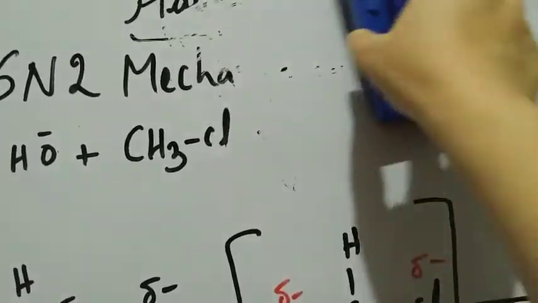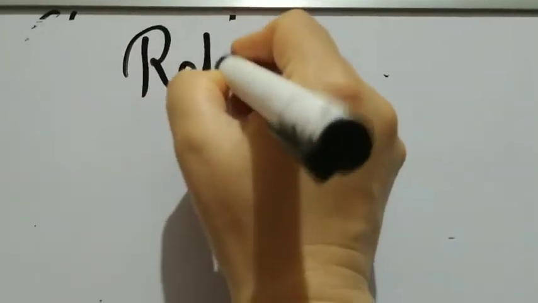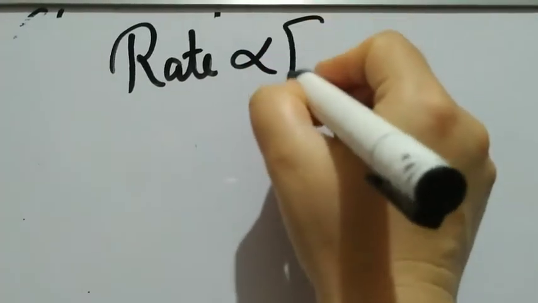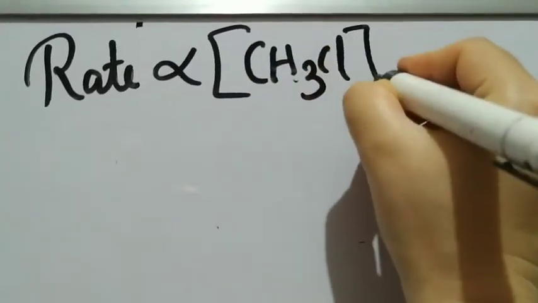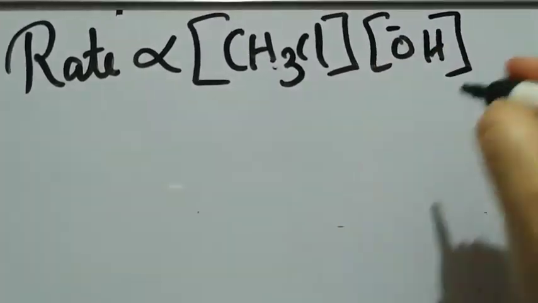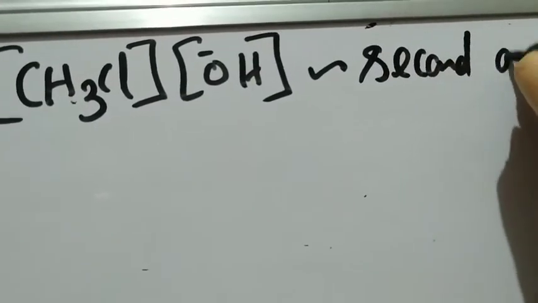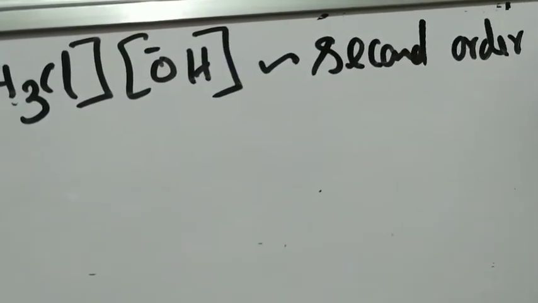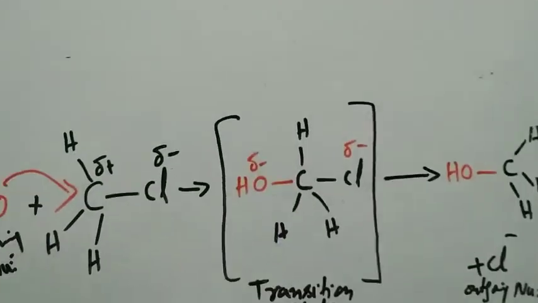I'm going to rub all of this stuff from the board. If we study the kinetics of the reaction, it has been seen that the rate of this reaction depends on both the concentration of CH3Cl, methyl chloride, as well as the concentration of OH negative. That is why we say that the reaction follows second order kinetics. Thus the name SN2 reaction, right?